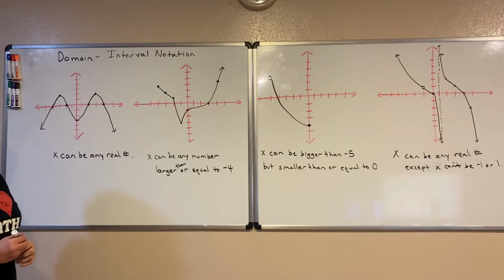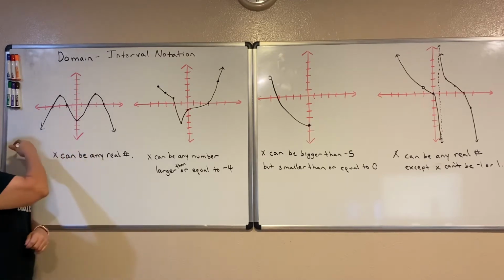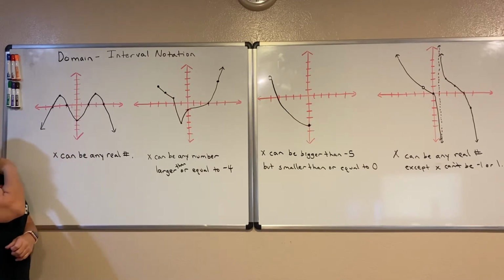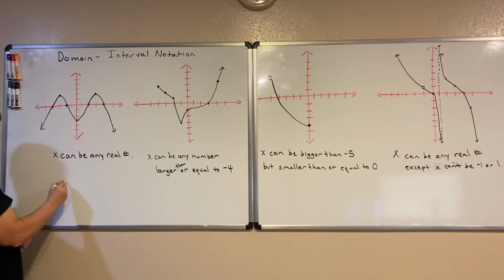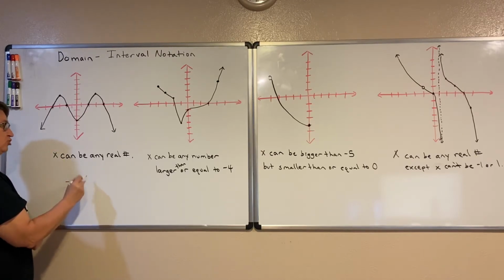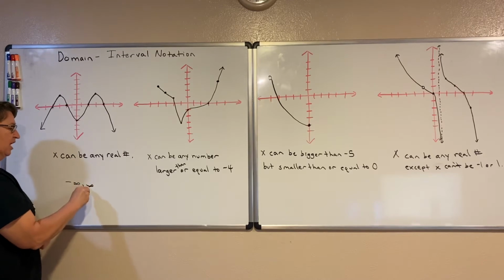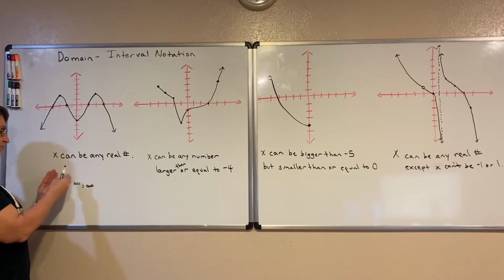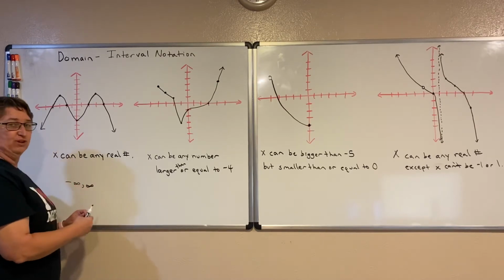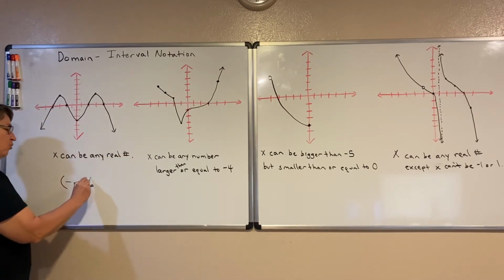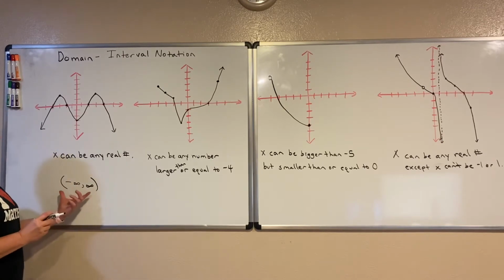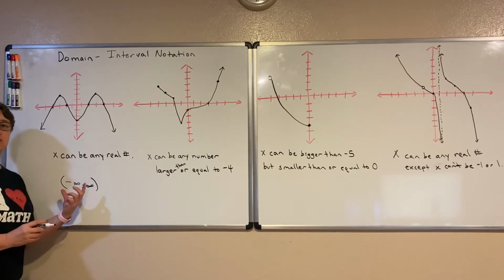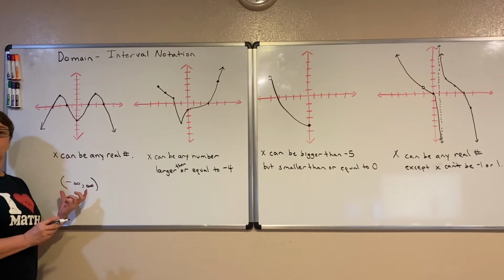To show that in interval notation, that means our x values could be as small as negative infinity, all the way to positive infinity. In other words, our x value can be anything in between. It can be in between negative infinity and positive infinity. And we put parentheses around that. Those parentheses mean not included, or that we don't make it there. We never make it to negative infinity, so we use those parentheses.